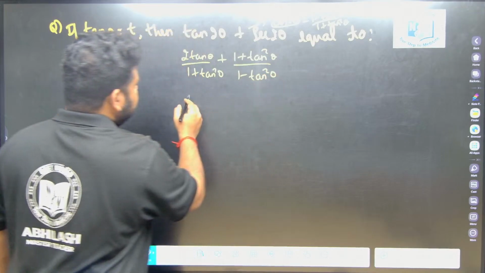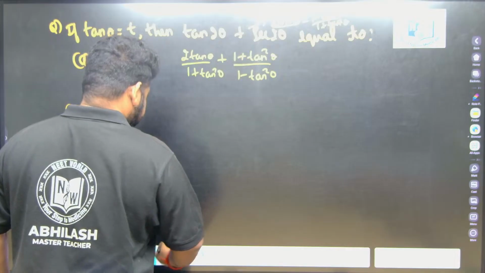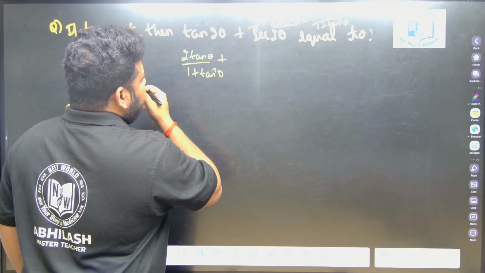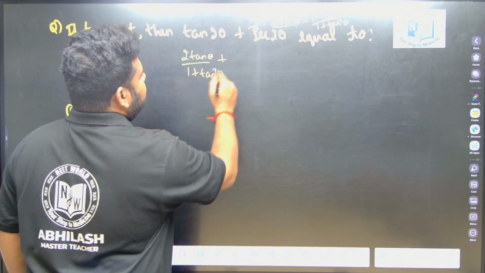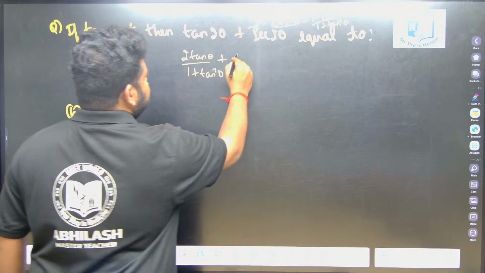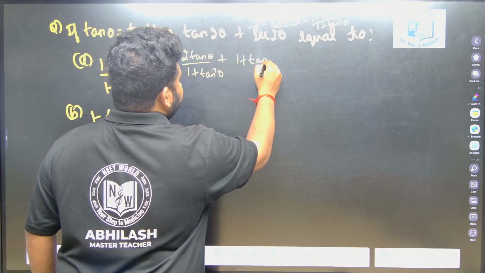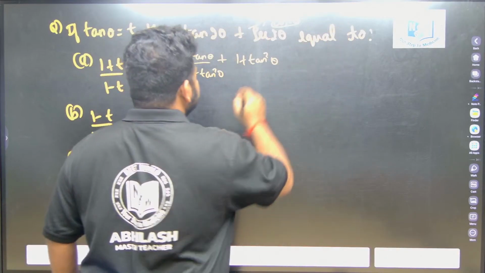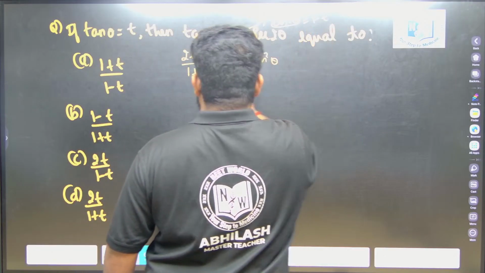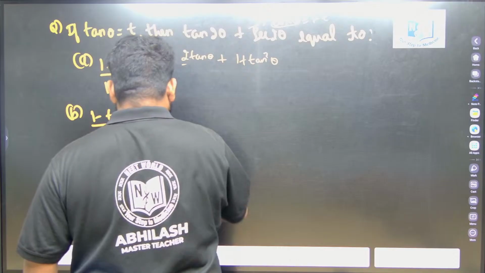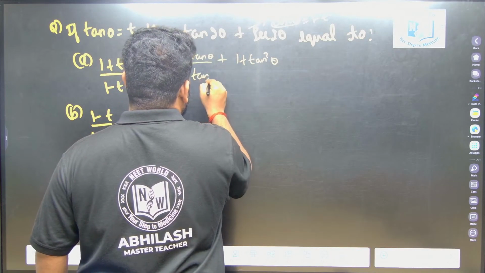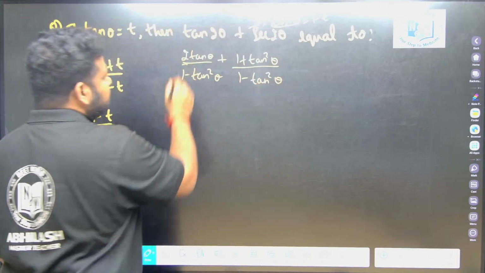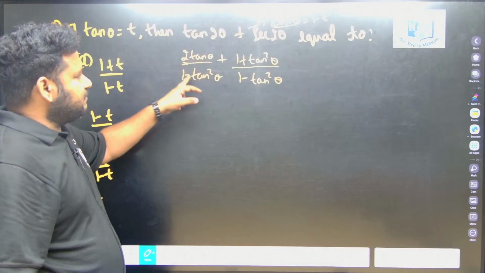So denominator is same, correct na? Okay, just a minute. See, here we have done a mistake, just wait. Tan 2 theta is 2 tan theta by 1 minus tan square theta. And secant 2 theta is 1 plus tan square theta by 1 minus tan square theta. Okay, tan 2 theta is what? 2 tan theta by 1 minus tan square theta.